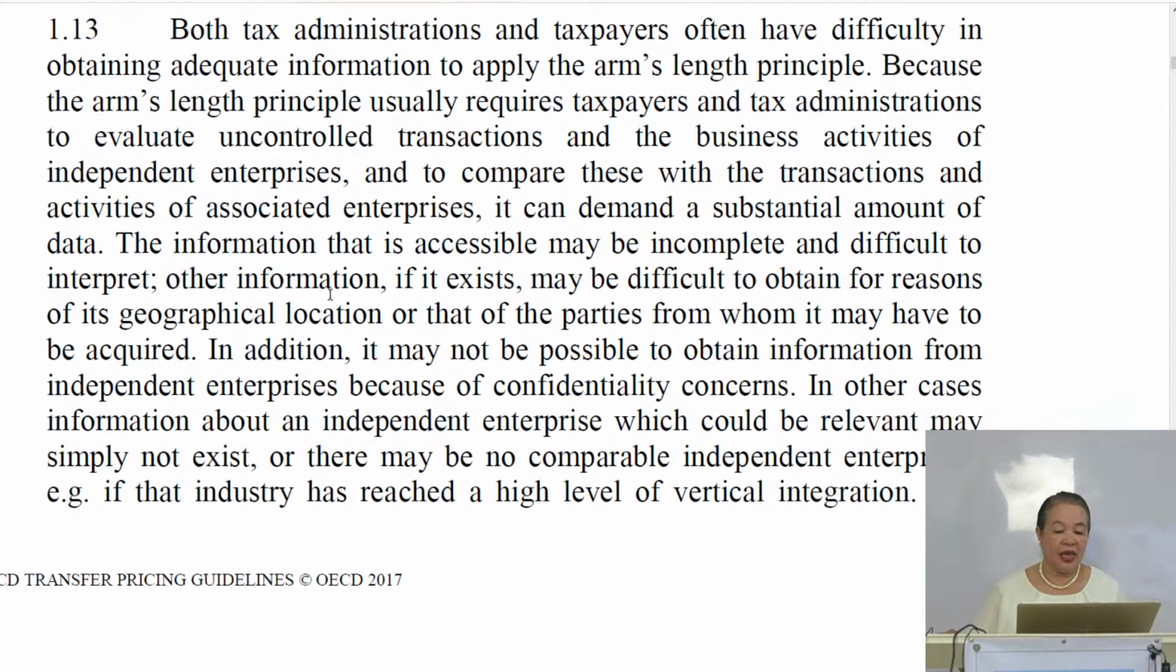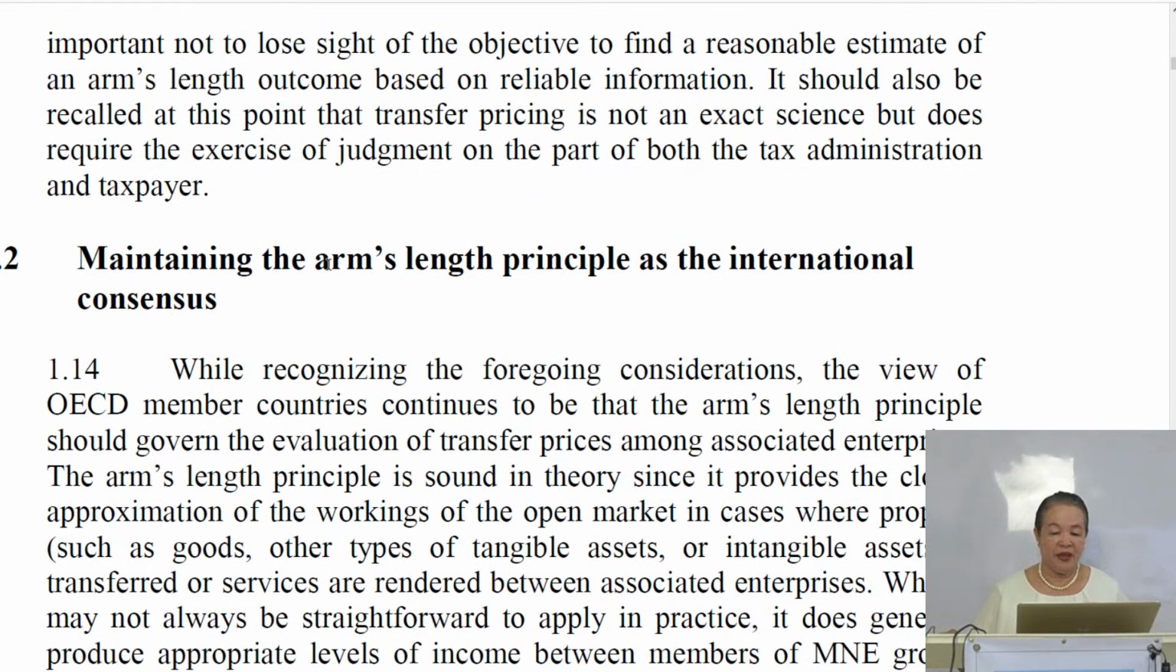It is important not to lose sight of the objective to find a reasonable estimate of an arm's length outcome based on reliable information. So in that case, continue. Do not stop. If you are doing some analysis just because there is no available information, then you will stop. No, just continue. It should also be recalled at this point that transfer pricing is not an exact science, but does require the exercise of judgment on the part of both the tax administration and taxpayer.